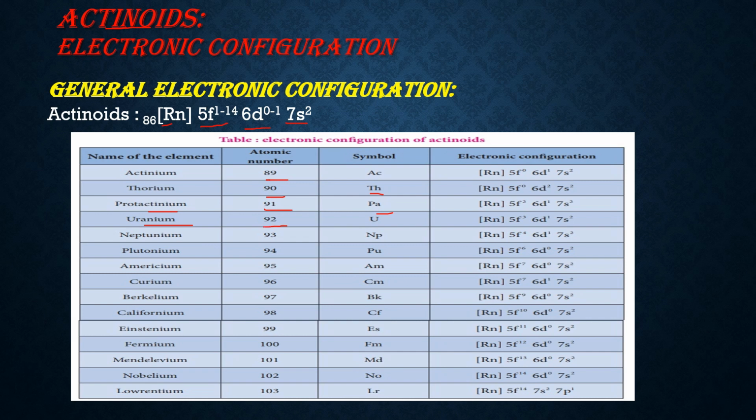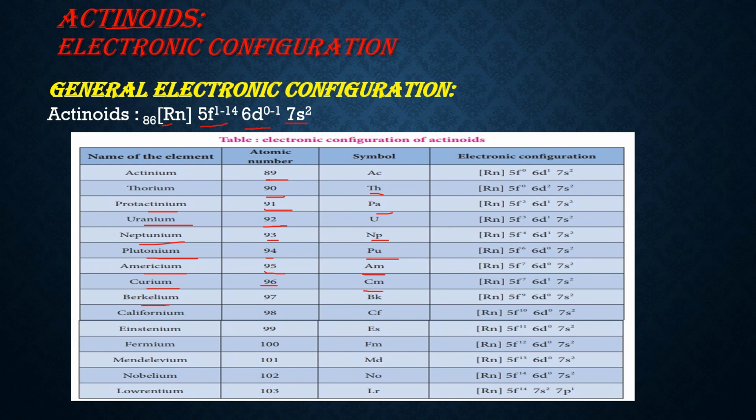After uranium, the elements are called transuranic elements, and these are named after famous scientists. Now the next is neptunium, and 93 is the atomic number, Np is the symbol. Next is plutonium, 94 atomic number, Pu is the symbol. Next is americium, 95 atomic number, Am is the symbol. Next is curium, 96 atomic number, Cm is the symbol.